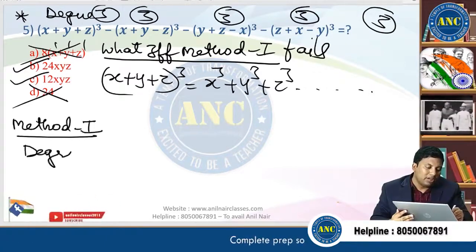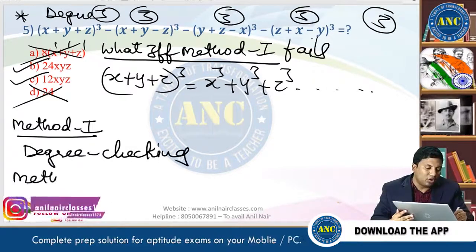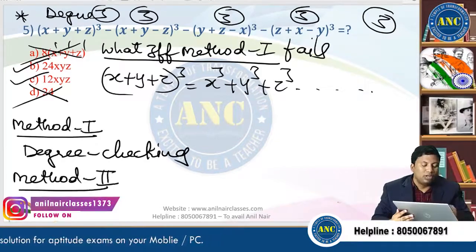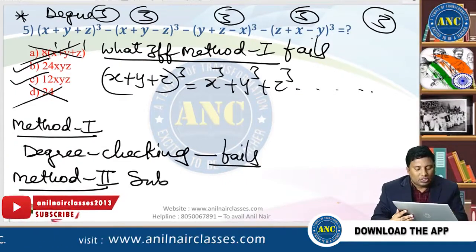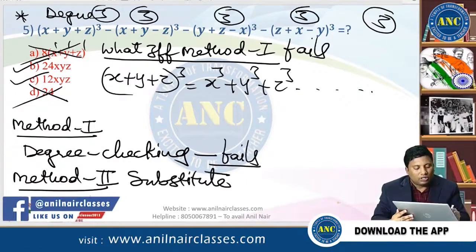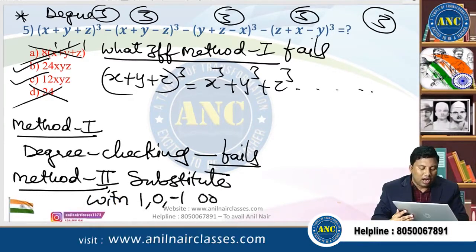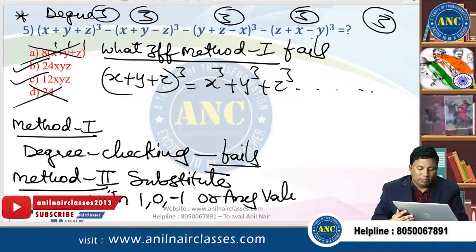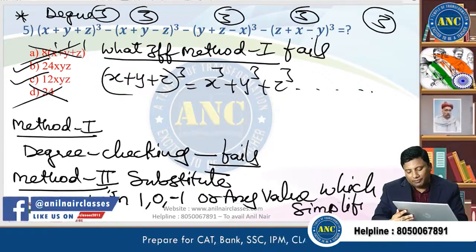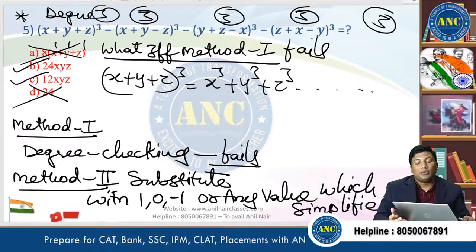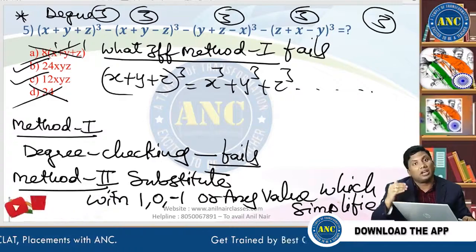Method 1 is degree checking. It does not mean that you will get all the answers. Then I will go to method 2. Method 2: if the degree checking fails, substitute 1, 0, minus 1 or any value which simplifies the problem. Are you all with me? If method 1 is helping you to eliminate answer options, good enough, but that is not the best one.